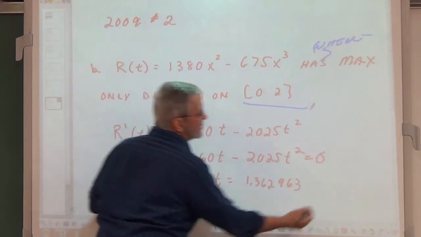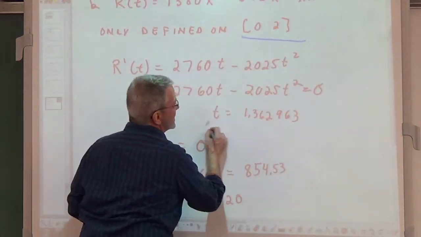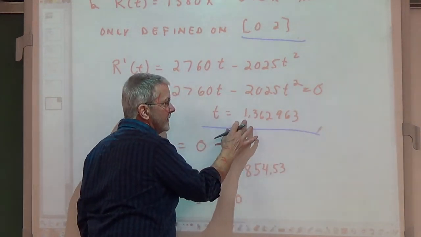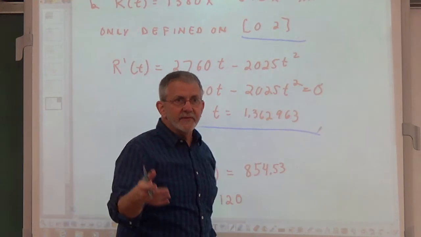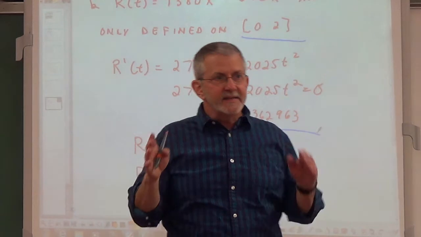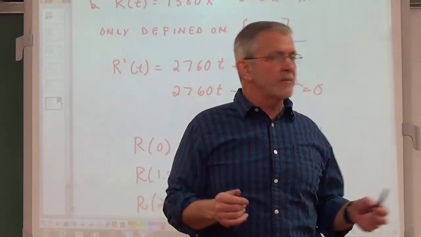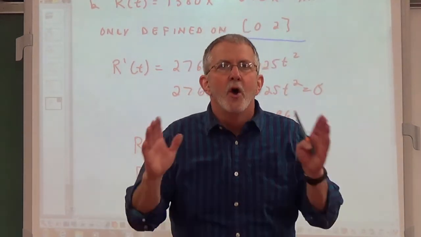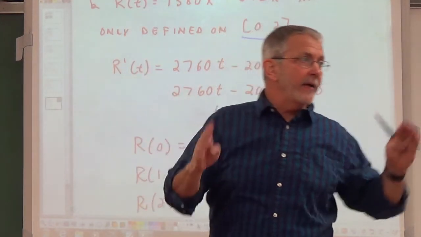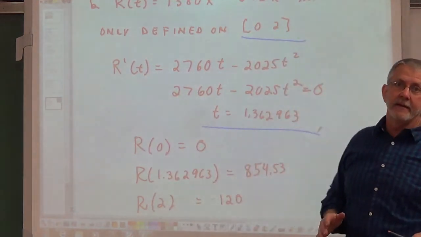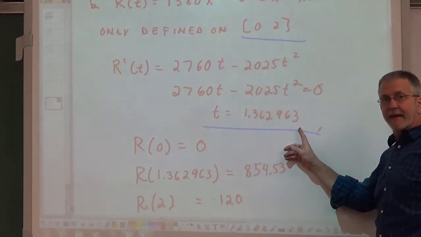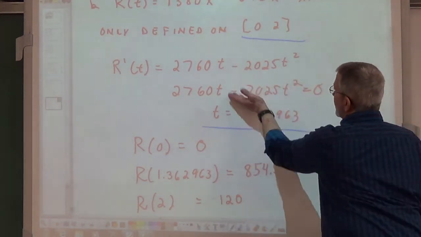You set that equal to 0, and you see right here that t is equal to 1.362963, somewhere after the first hour. And here's the other key that I want to tell you about the AP. They say round to 3 decimal places. Your teachers have been telling you that. Only round to 3 decimal places at the very end. Don't round until the end. Up until the end, you leave as many decimal places as you have. This is how many decimal places my calculator gave me when I did this problem.